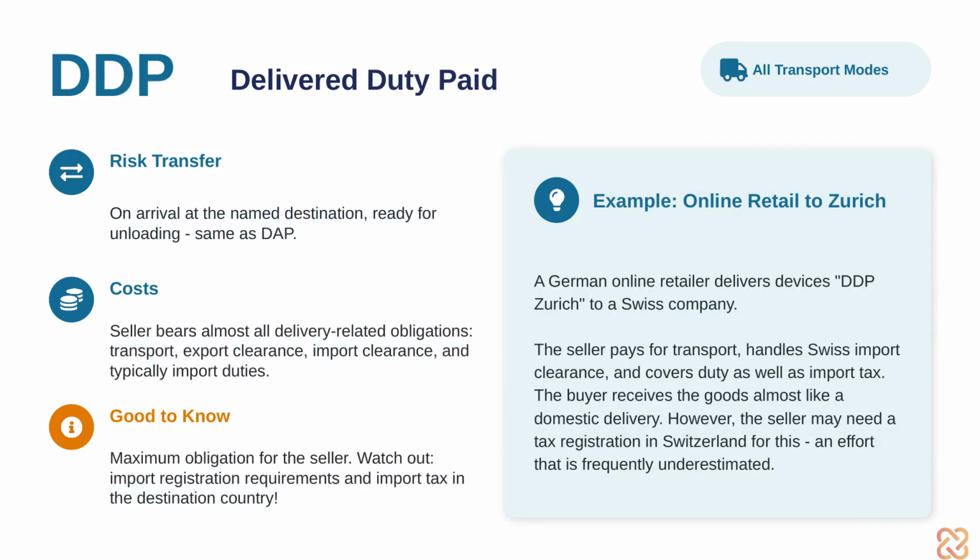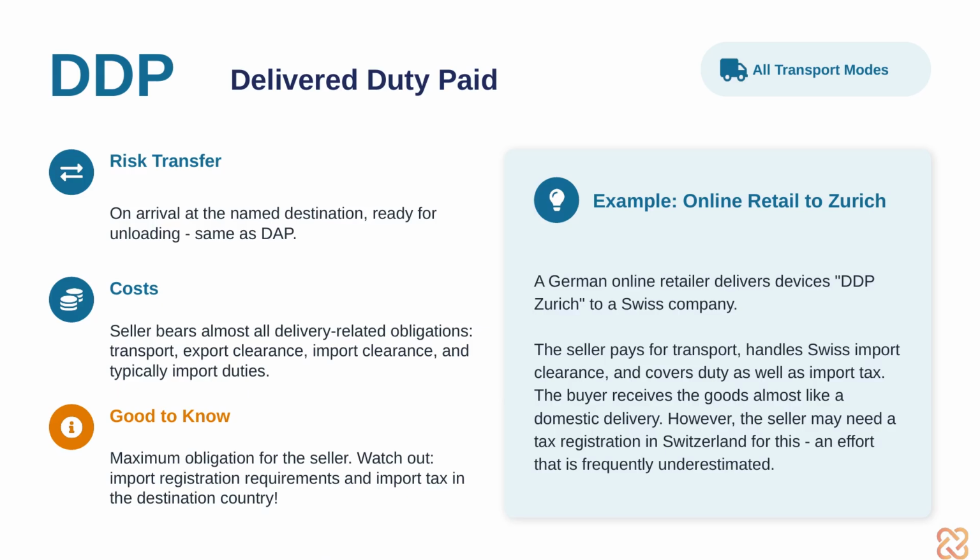DDP, delivered duty paid, is the mirror image of EXW. Here the seller bears the maximum level of obligation. They pay for transport, handle export, handle import clearance, and bear all duties arising on import unless otherwise agreed. Risk passes only on arrival at the named destination, ready for unloading, similar to DAP.